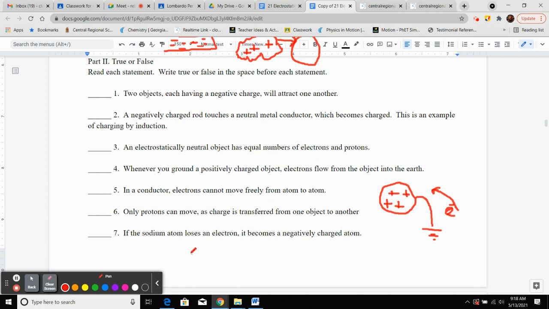If a sodium atom loses an electron, it becomes negatively charged. Well, all right, so let's just say, I think sodium is a 10 or 11. All right, real quick, do it. Sodium. What's the atomic number?